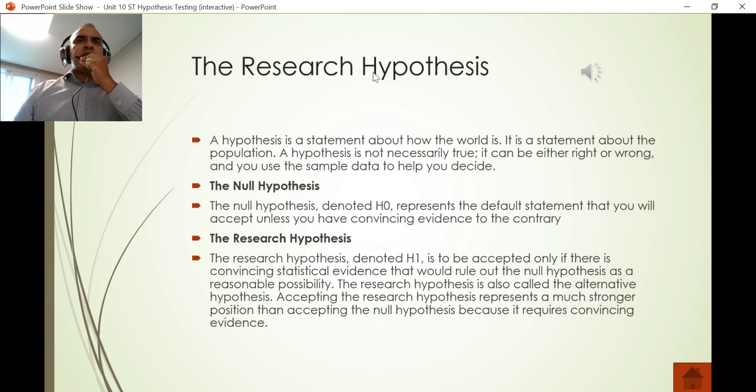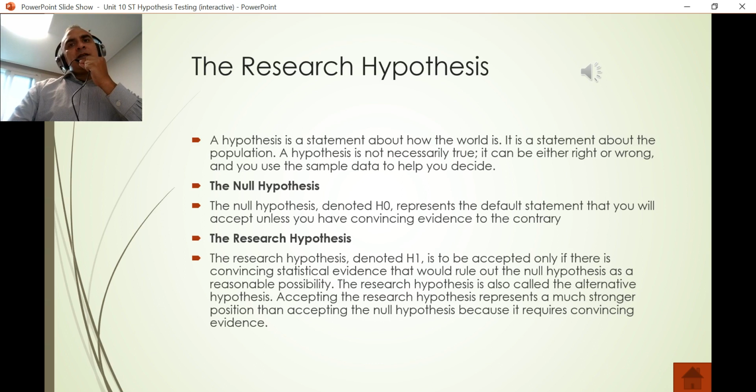First of all, let's talk about the research hypothesis. The first thing that we're going to talk about is the null hypothesis. The null hypothesis is a very simple statement saying that we have a theory or a hypothesis, we have a statement, and that statement is not true until we have sufficient evidence to prove that it is true.